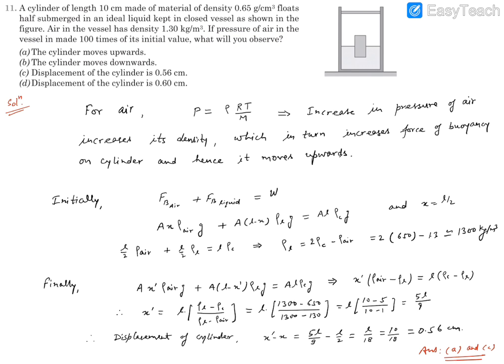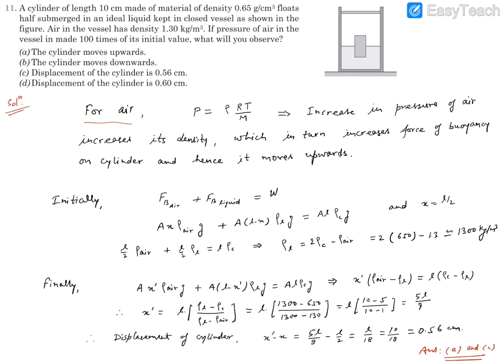First we need to say whether the cylinder is going to move up, down or not, and then if it moves, we need to find how much displacement it gets. So here's the solution, and this is the picture. This is the ideal liquid, this is the cylinder, and this is closed.